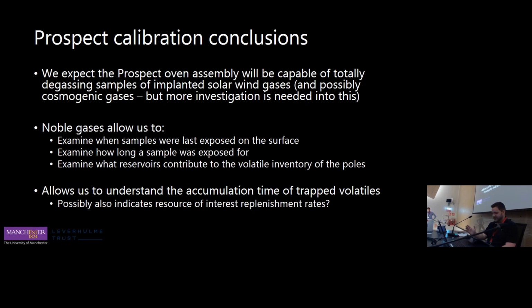And such characterization may allow us to understand the duration over which the volatiles have been trapped, the duration over which the volatiles that are trapped at the poles may have accumulated, and may also possibly indicate how long it would take for those concentrations to replenish, which is a factor that is fairly important in providing sustained access to the lunar surface in the future.